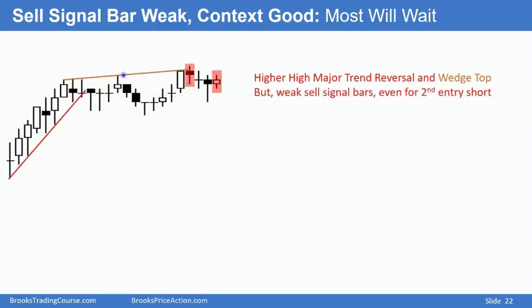Wedge top, 1, 2, 3. You got a 6 bar bull micro channel here. No big bear bars here, not much selling pressure. It's a low probability bet selling below that. Here, now we have a micro double top. This bar and that bar.